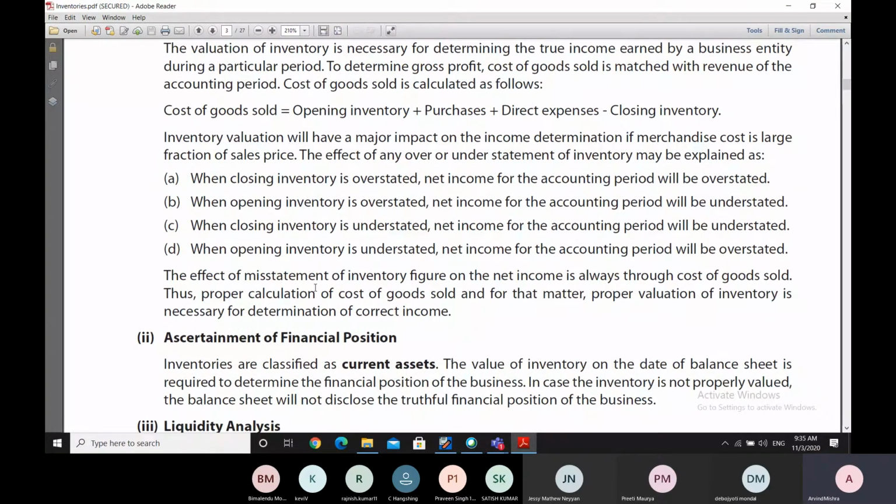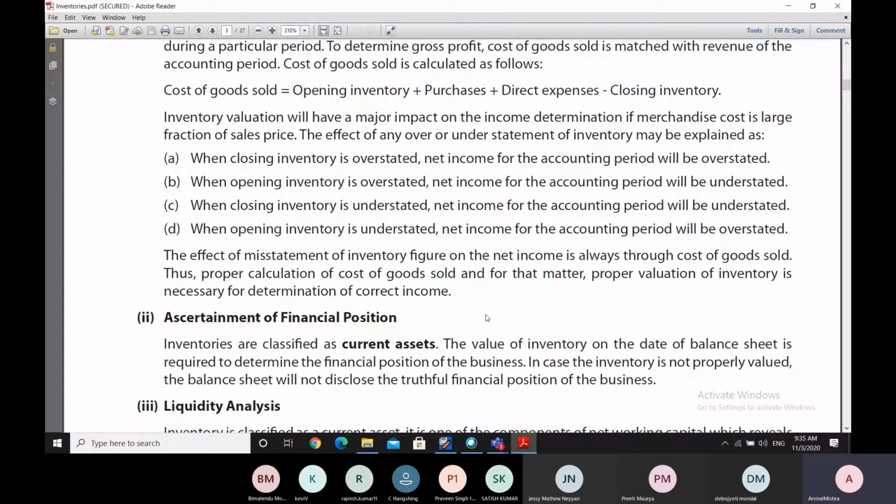So the effect of misstatement, understatement or overstatement of inventory figure on the net income is coming through the cost of goods sold here. Therefore, proper calculation has to be done of the cost of goods sold, and for that matter, proper valuation of inventory will be necessary because we need the proper inventory valuation for finding out the cost of goods sold. And therefore, for proper determination of correct income, we need to have the closing inventory valuation correctly done.